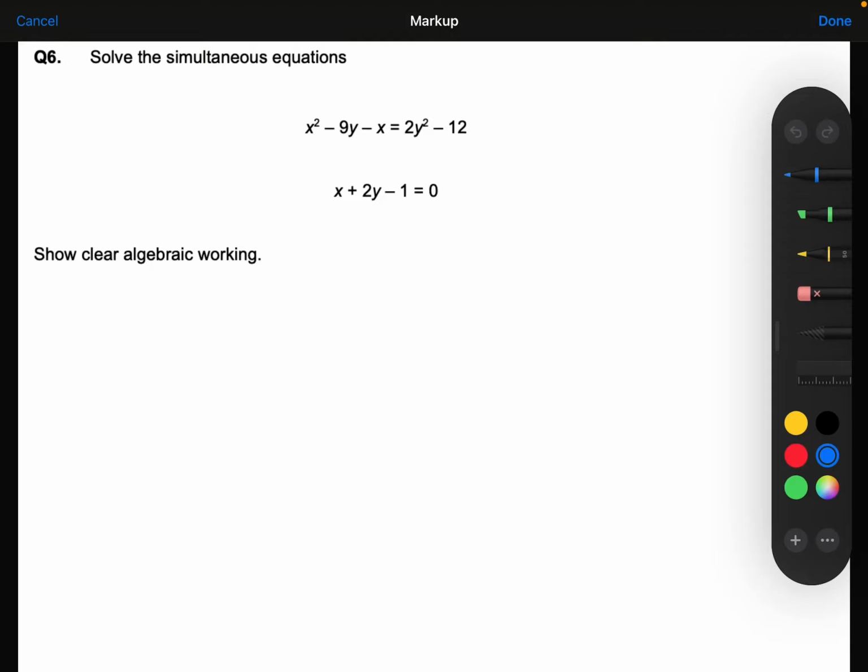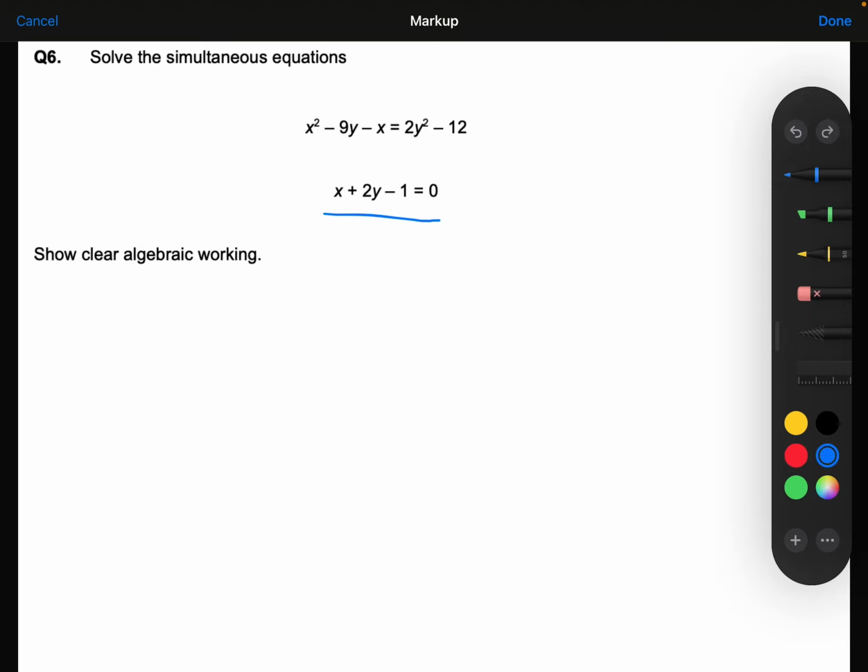Solve the simultaneous equations. x squared minus 9y minus x is equal to 2y squared minus 12, and x plus 2y minus 1 is equal to 0. So I want to rearrange my linear equation to make either x the subject and substitute it in here and here, or I'm going to rearrange it to make y the subject and substitute it into here and here.